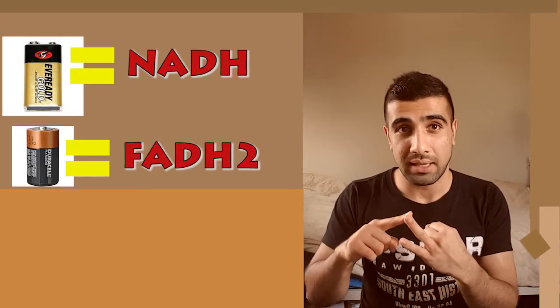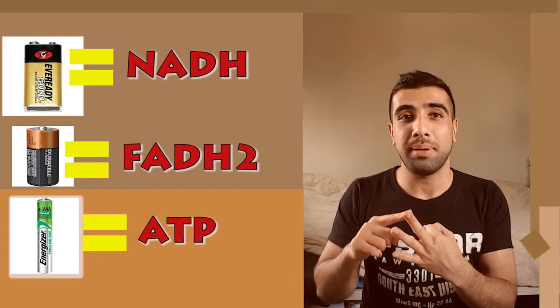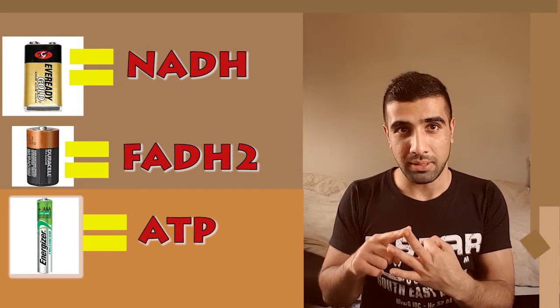But let's just focus on these four complexes. These four complexes need energy. Pumps don't work on magic, right? I wish it did. It'd be beautiful. Instead, they use energy in the form of electricity, and so they get their energy from different batteries. There are different types of batteries. NADH is one battery. FADH2 is another type of battery. And ATP is a third type of battery.